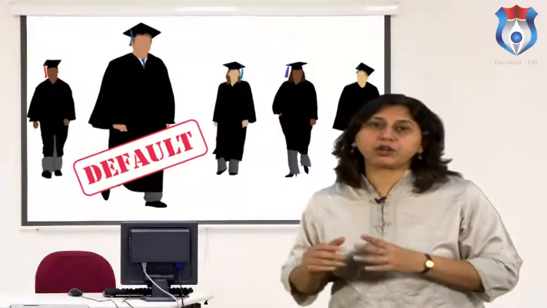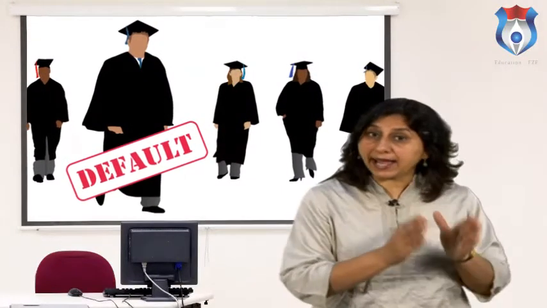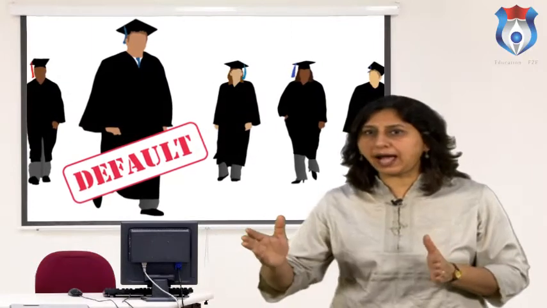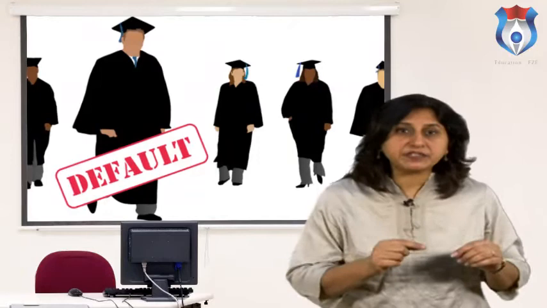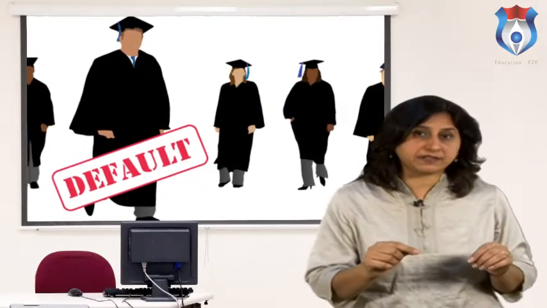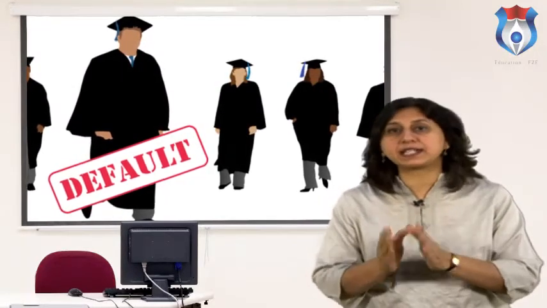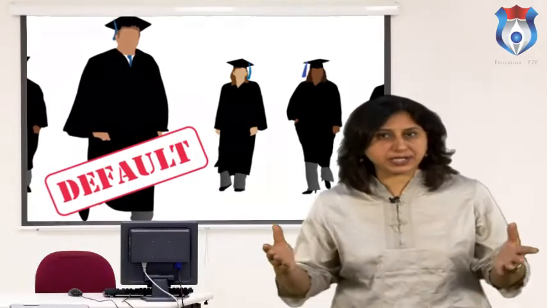When pawnor defaults. If the pawnor makes a default, the pawnee has a right to sell the goods after giving notice of his intention to sell goods. Even if the title of the pawnor is defective, the pawnee gets valid title. If sale proceeds of goods by the pawnee are less than the amount of debt, the pawnee can recover such deficit from the pawnor.